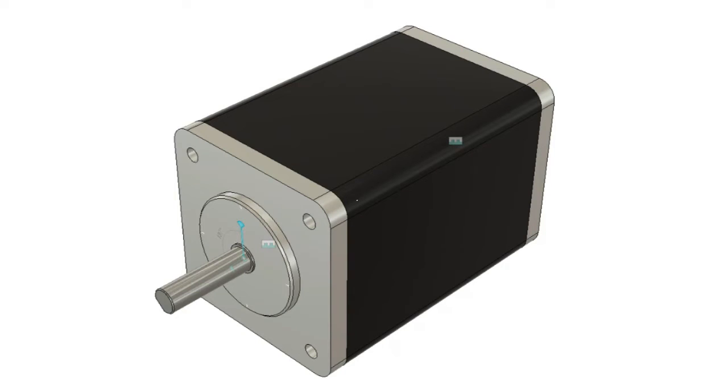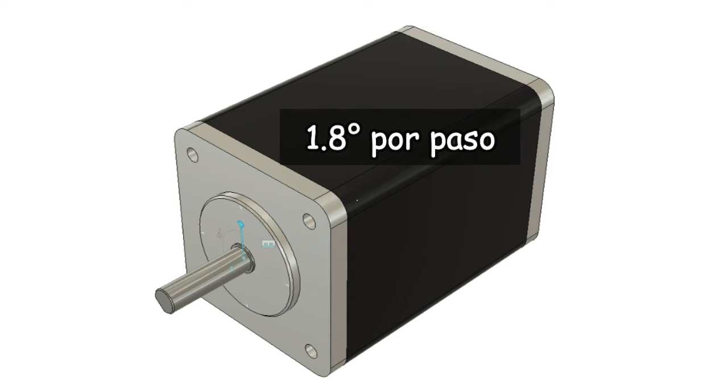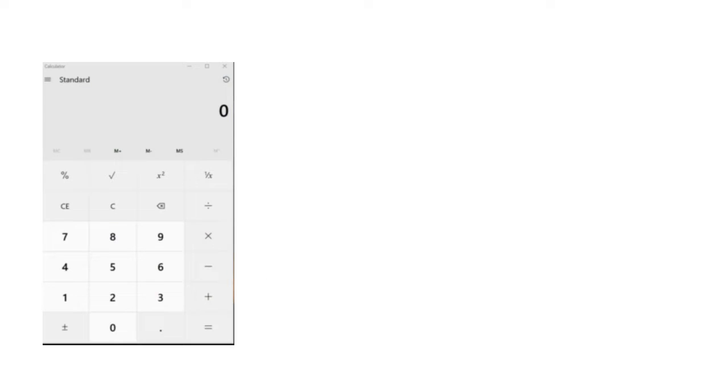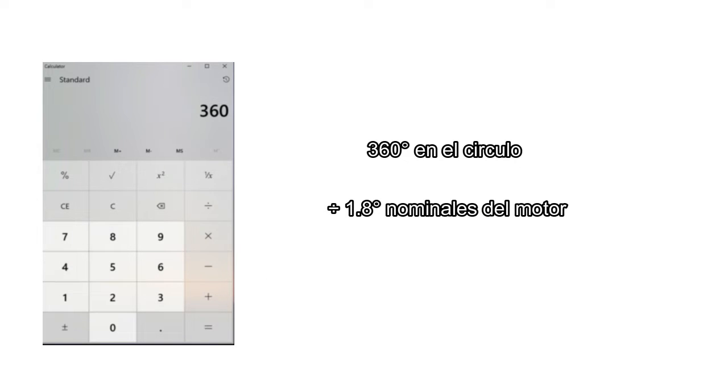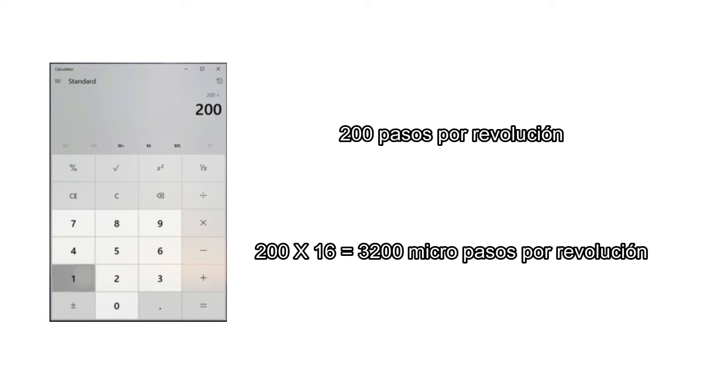Okay, first we have to get the steps per revolution for this motor, which by design has a 1.8 degree step. So we have to divide 360 degrees, which is one turn, by 1.8 degrees. We get 200 steps per turn or revolution. Next, we're going to calculate the microsteps per revolution, multiplying 200 by 16, which is the microstep setting I selected on the controller, which gives us a product of 3200 microsteps per revolution.